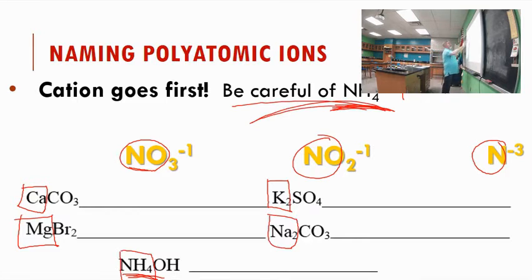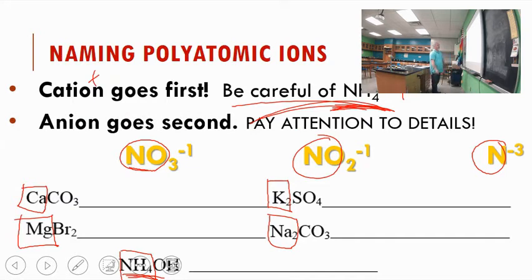So where are we at? Our cation goes first. Our cation, that's your positive ion. We're always going to write it down first, just like we did with the binary ones. And then we're going to follow that up with our negative ion, or anion. Now I want you to pay attention to details here.